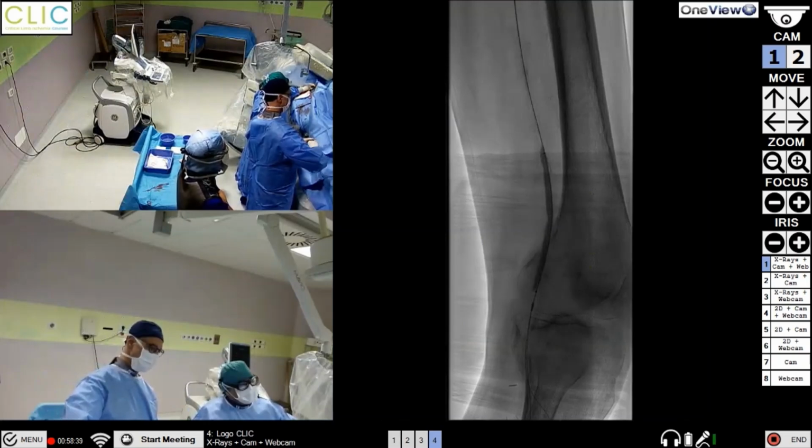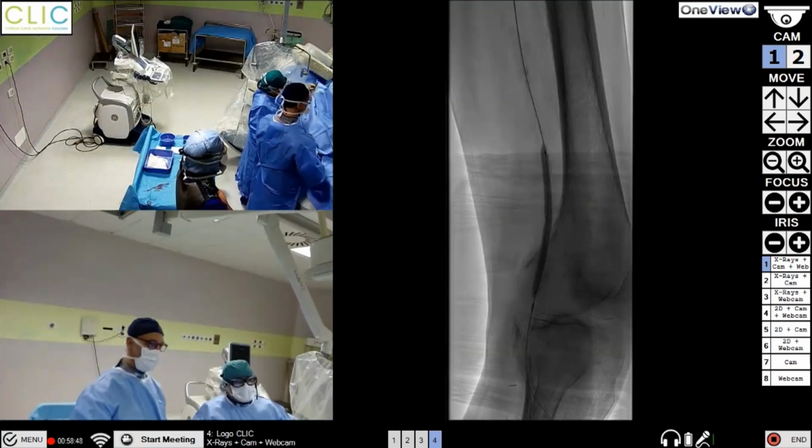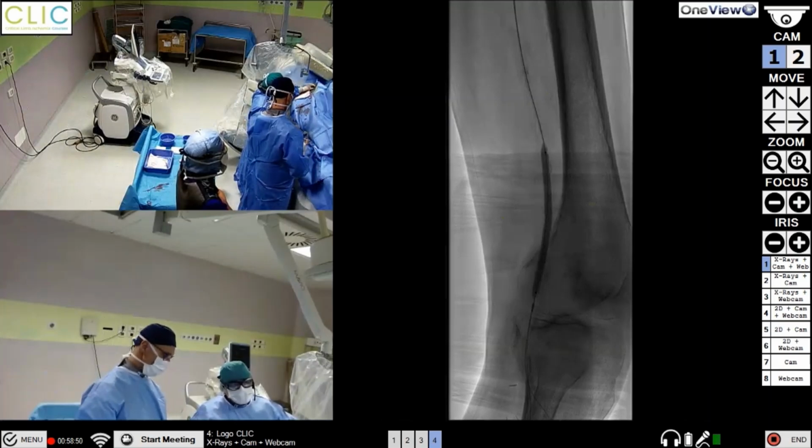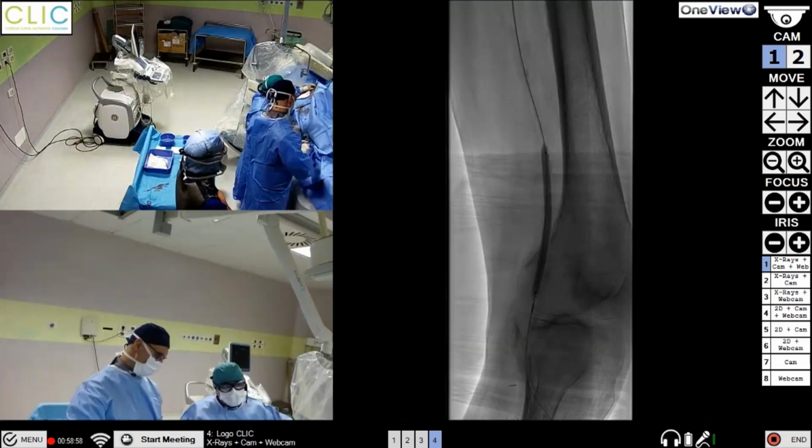I don't have it now. I asked for my shell, but I don't have it. So in this moment, I'm more or less obliged to use only what I have. And that's why my first choice is a high pressure non-compliant balloon.